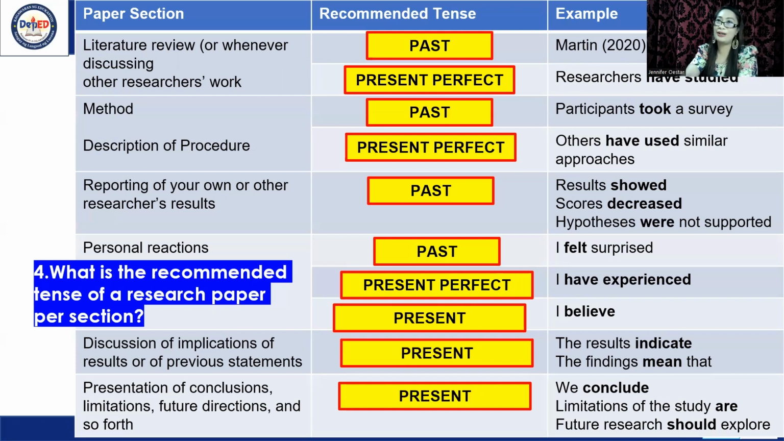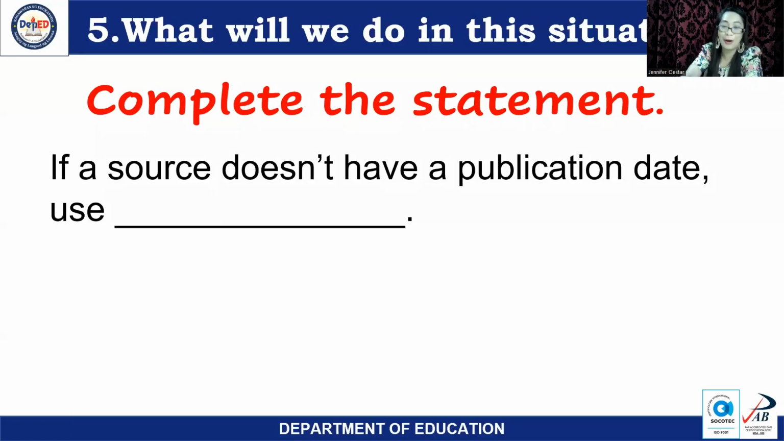So here's just a warm up. And I do not know if you feel that you are warming up because it seems that we are having our discussion already. Here, what will we do in this situation? For warm-up question number 5, complete the statement. If a source doesn't have a publication date, what should we use? 5 seconds. We will be writing ND for no date. So that's a rule in referencing.